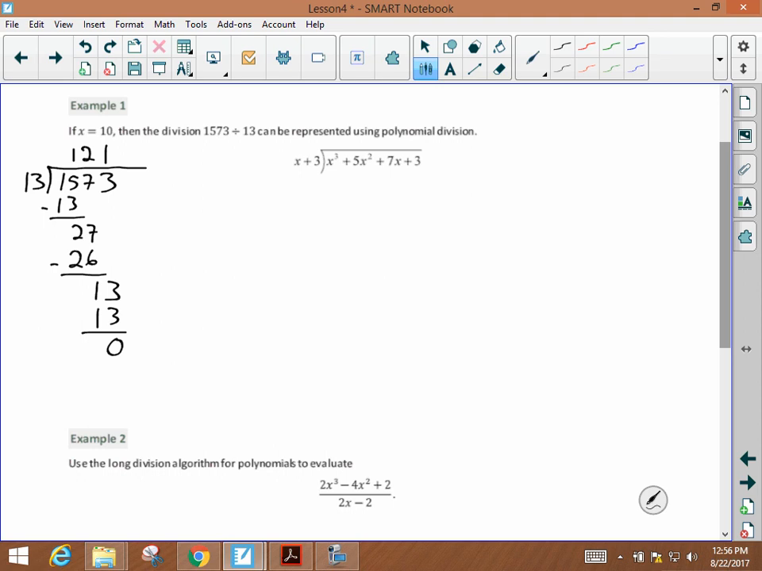Well, we can use a similar idea in order to do this, right? It turns out that the x is representing the tens place. x cubed is representing our thousands place. x squared, hundreds. x, again, tens. And then we have our x to the 0 power is our ones place. Let's go ahead and multiply this thing out using long division.